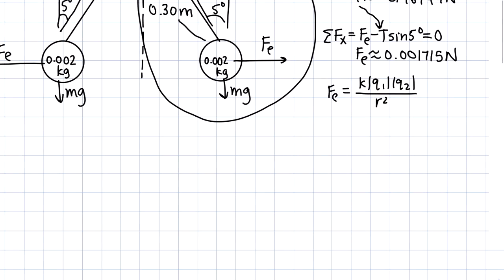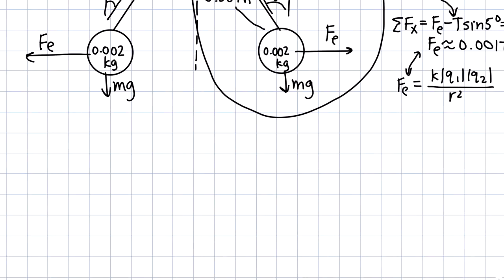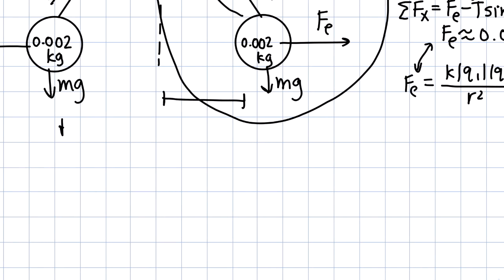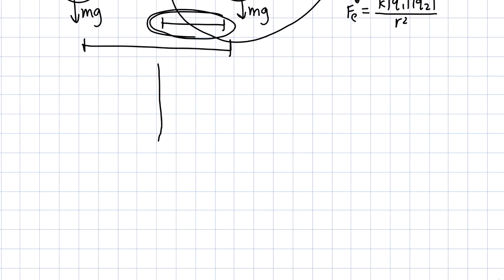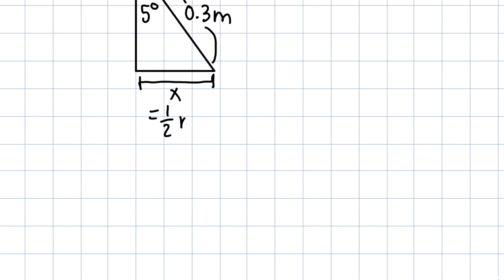So we know that right now we need to find the radius if we want to set these two electrical forces equal to each other. So the radius is just this small section right here. Oh, wait, sorry. The radius is this entire section over here. And to make that easier, we're going to find this small section right here. So in order to make this easier to see, I'm going to draw just the right side of the diagram. We know that this is 0.3 meters, and this is 5 degrees, and half the radius is this. And we're just going to call this x right now, which is equal to 1/2 the entire radius.